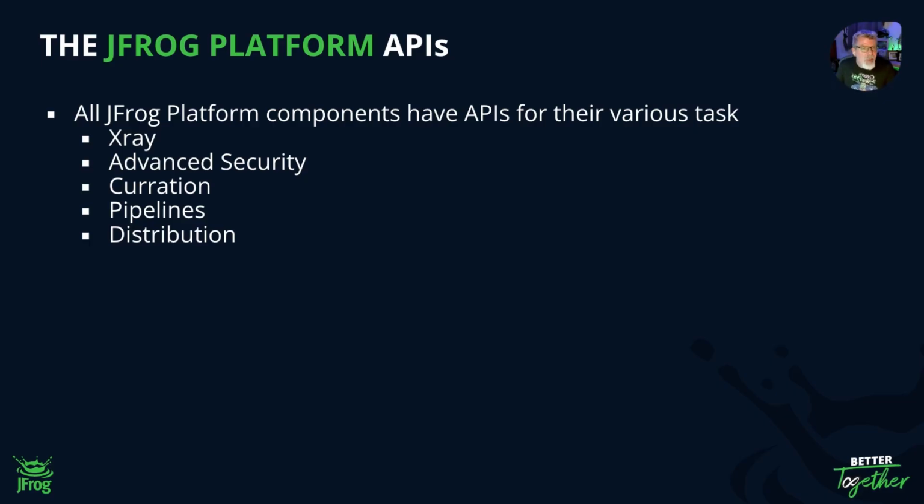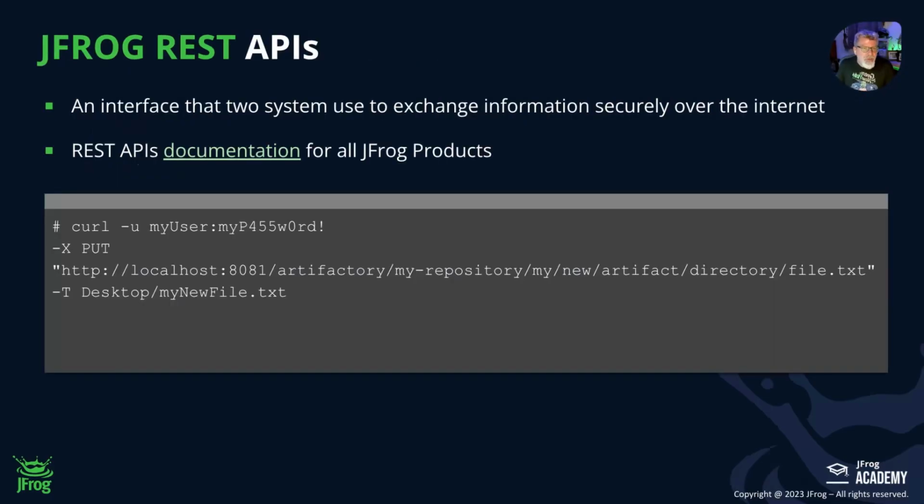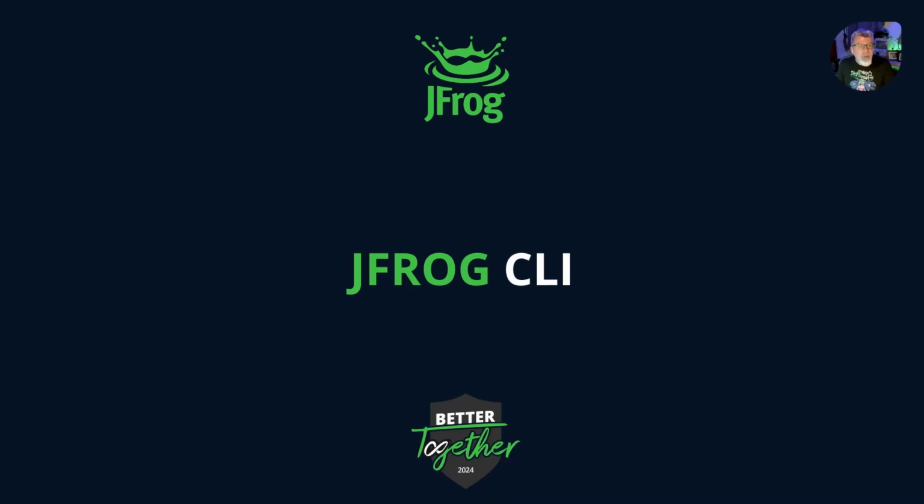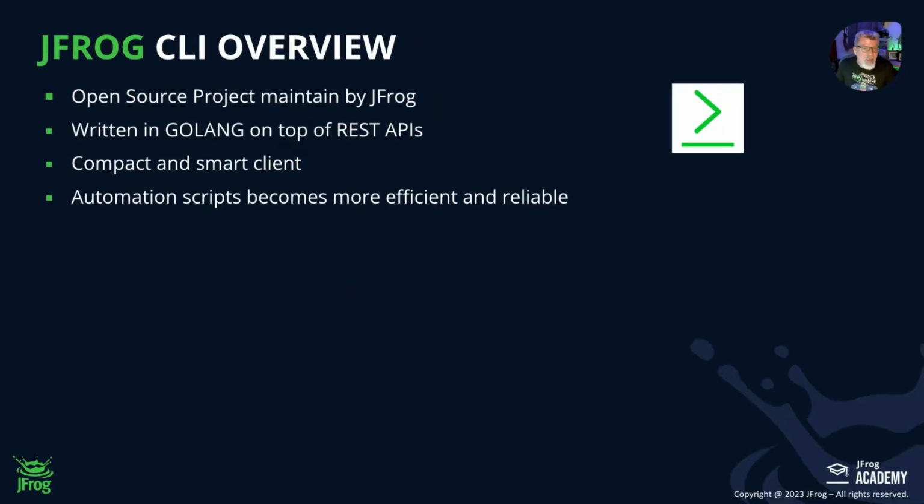But if you don't want to use our API and you'd like to use something else, you can also use our JFrog CLI. And our JFrog CLI is amazing. It's open source and it's maintained by us. It was written in Golang. It sits on top of the API interface. It's extremely small, extremely compact, and extremely efficient.